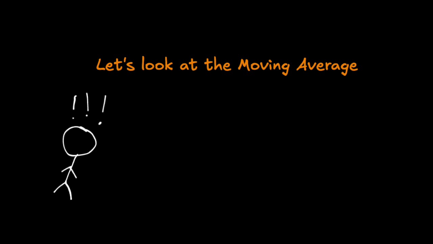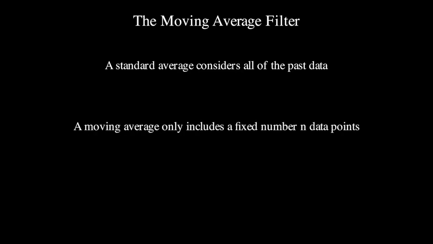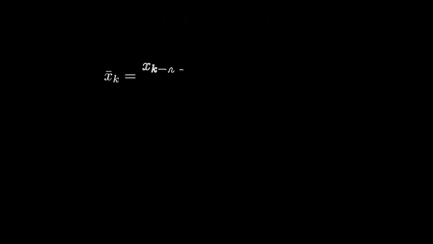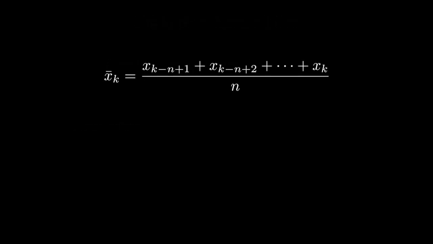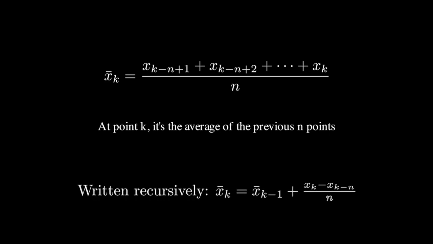This is why we need to include something called the moving average. To effectively track a changing signal, we need a moving average. Unlike a standard average, which considers all past data, a moving average only includes a fixed number of recent data points, denoted by n, which we can adjust. This equation tells us that at the kth data point, we compute the average of the previous n points. When written in a recursive form, it becomes this expression.